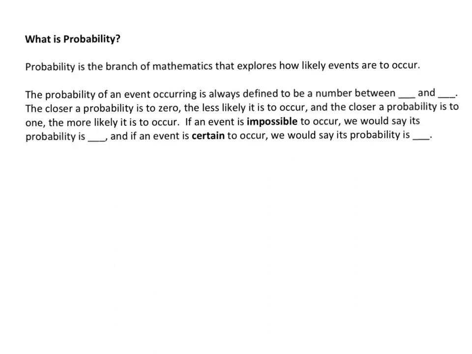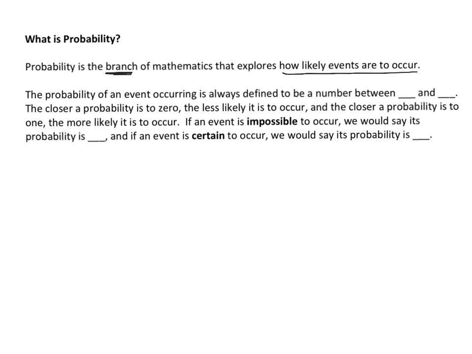So first things first, what is probability? Well, probability is effectively the branch of mathematics, and I want to underline the word branch because mathematics has a lot of different branches. There's a lot of different directions that it goes. So probability is one of those branches of mathematics, and it explores how likely events are to occur. So there's this idea that there's uncertainty in the world, and we'd like to know how likely it is that something's going to occur.